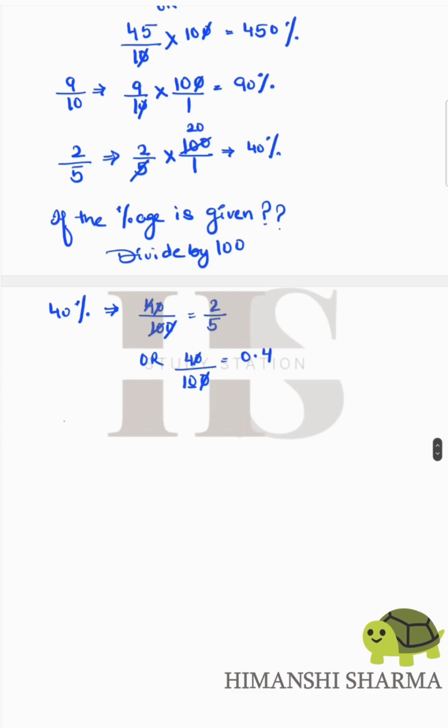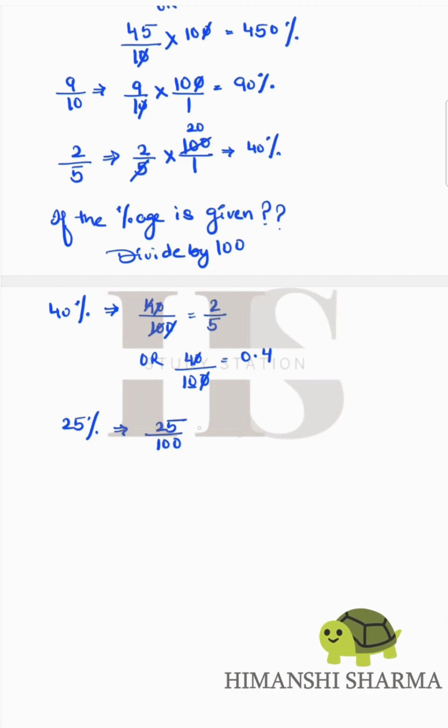Let's consider one more number. Let's say मेरे पास है 25%. So 25% का मतलब होता है 25/100. So it means अगर मैं इसे reduce करूंगी, दोनों ही 25 के table में आते हैं, I will get 1/4.